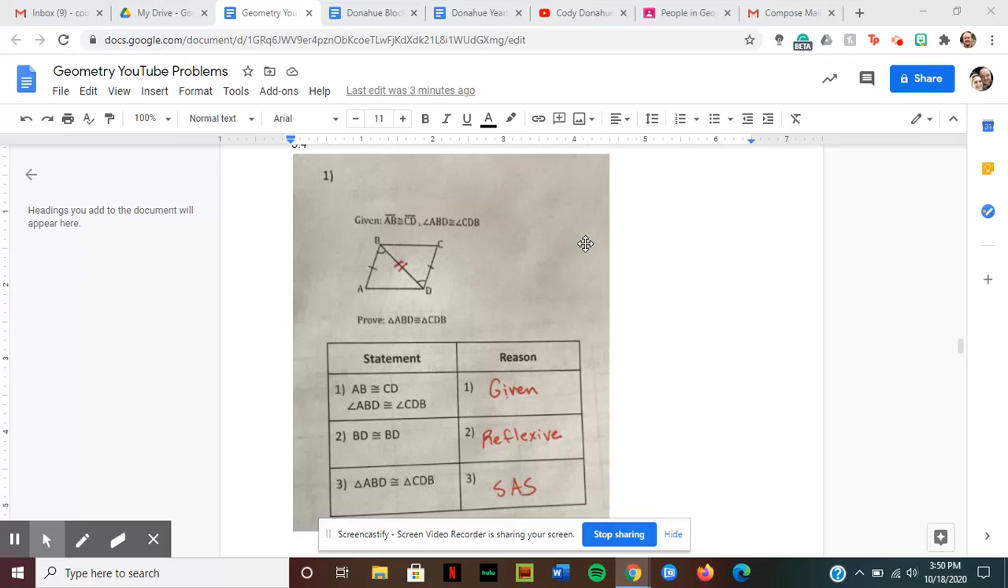And so now we can think about which of these triangle congruency proofs makes sense based off the information we're given. And as you can notice, we have side, angle, side. So because of that, triangle ABD is going to be congruent to triangle CDB because of side, angle, side congruence. Side, angle, side.